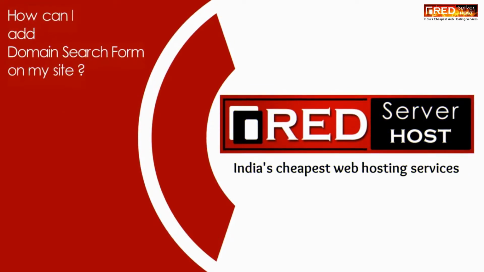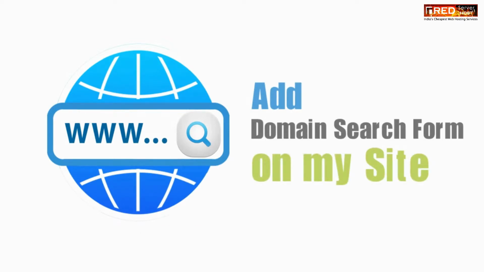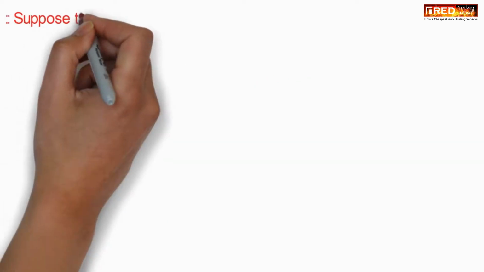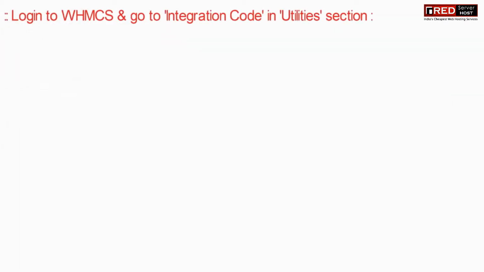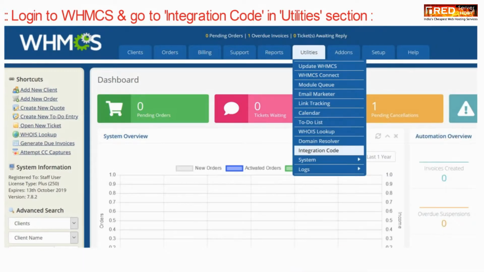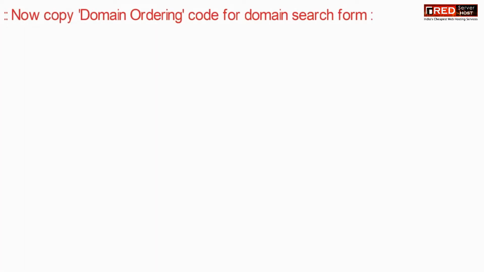Today in this video, we will learn how I can add a domain search form on my website. Suppose that there is a website which has no domain search form. So now, if you want to place a domain search form, go to Integration Code under the Utilities section in WHMCS.